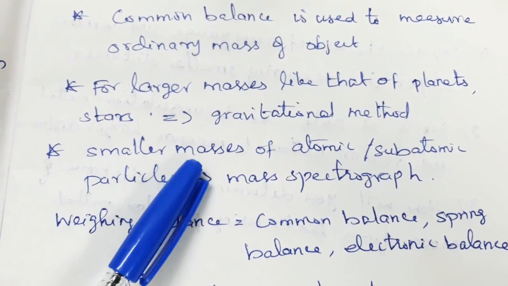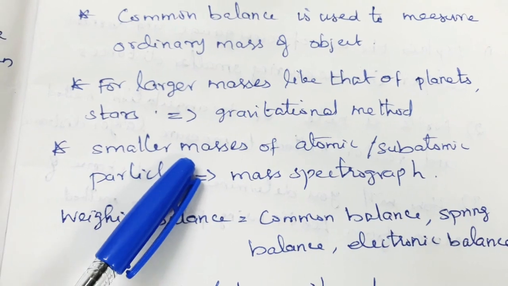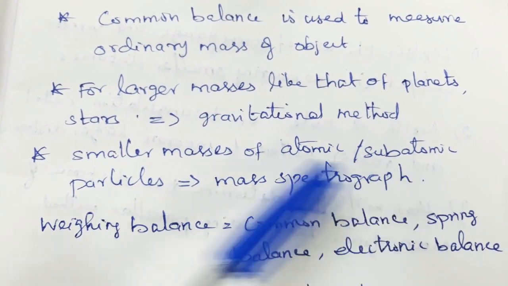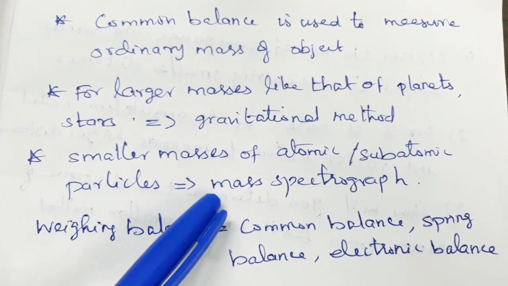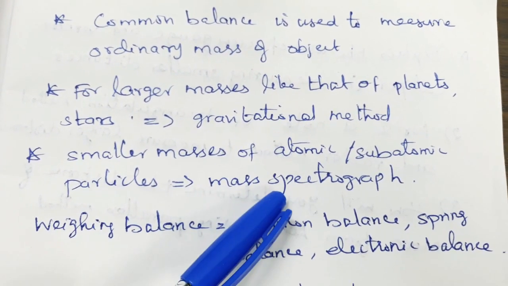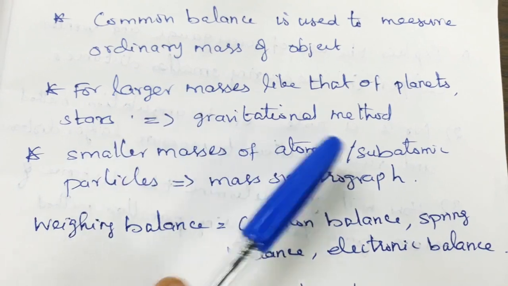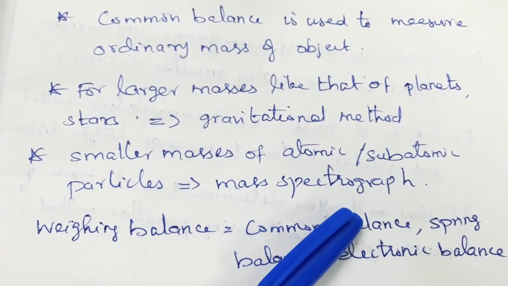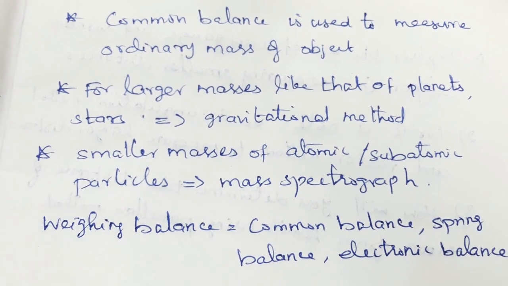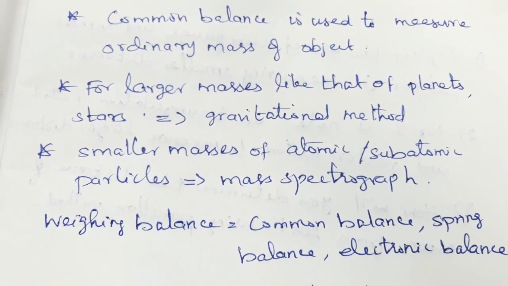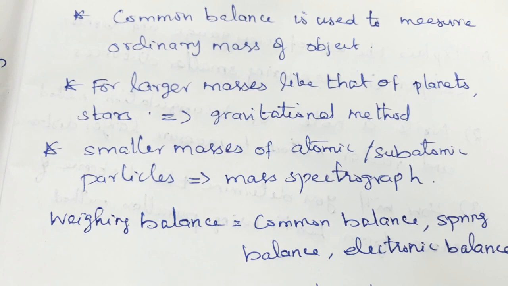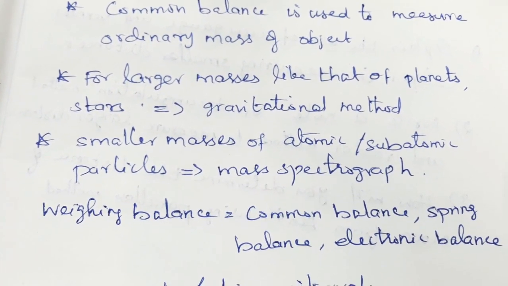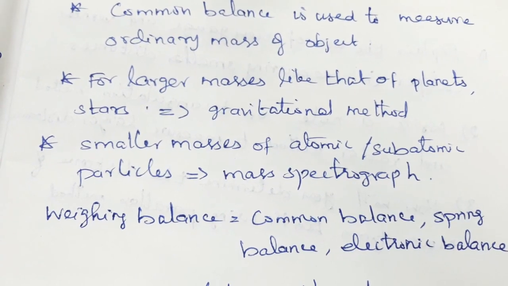For the measurement of small masses of atomic or subatomic particles, we make use of a mass spectrograph. Larger masses, gravitational method. Smaller masses, mass spectrograph. Some of the weighing balances commonly used are common balance, spring balance, electronic balance, etc. So this is about measurement of mass.